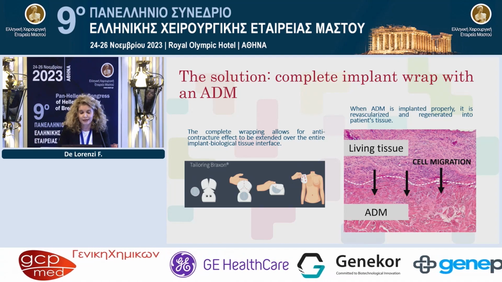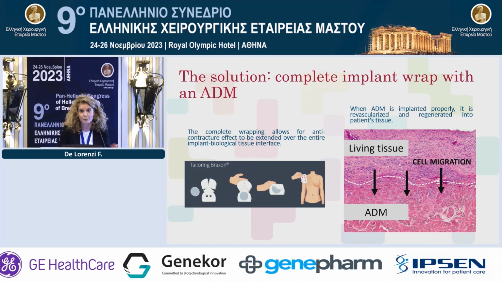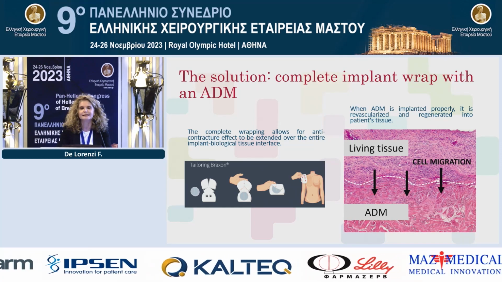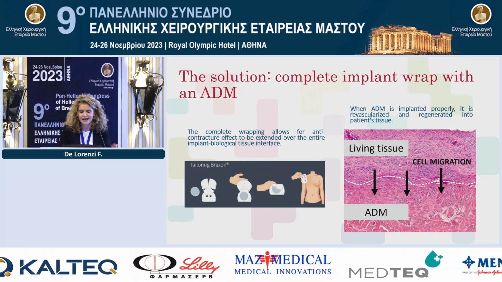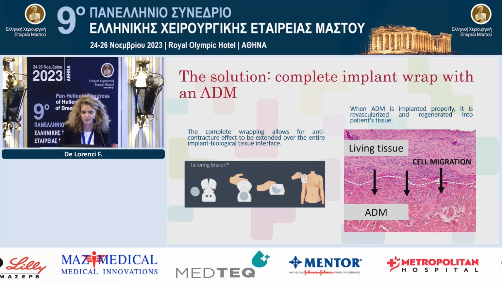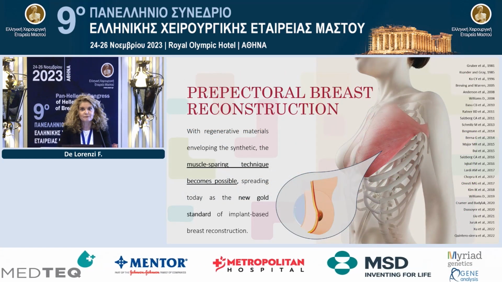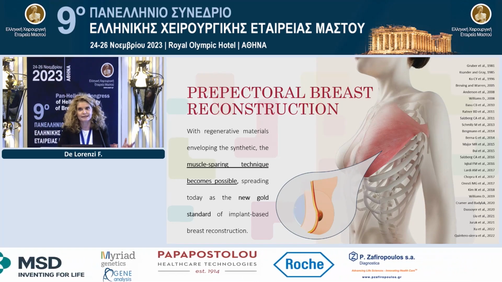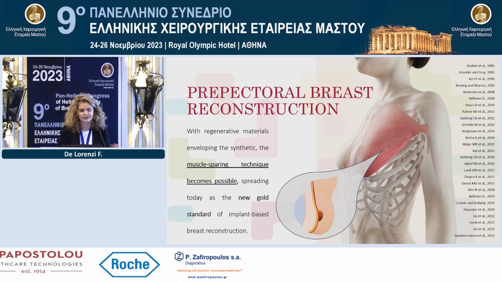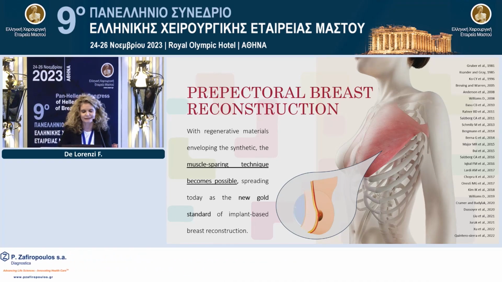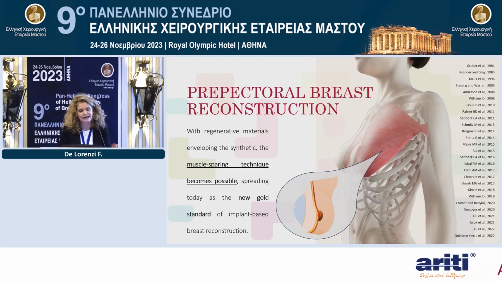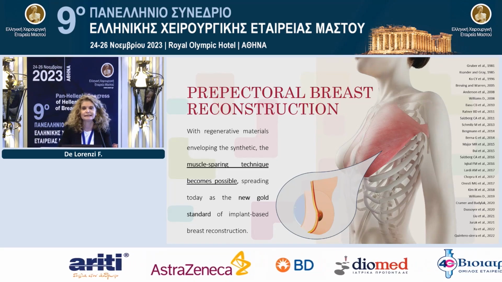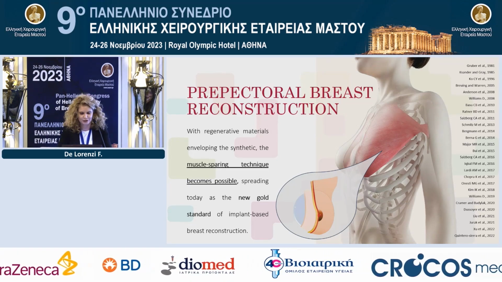What we know today is that if the ADM is properly implanted, there is cell migration from living tissues into the ADM. So we can say that the ADM can be revascularized and regenerated into the patient's tissues. The first effort to use the prepectoral space was 10 years ago, and the idea was to envelop a synthetic material, the silicone implant, with a regenerative material, the dermal matrix, the so-called muscle-sparing technique after mastectomy. Now this technique is the gold standard in implant-based reconstruction in selected patients.